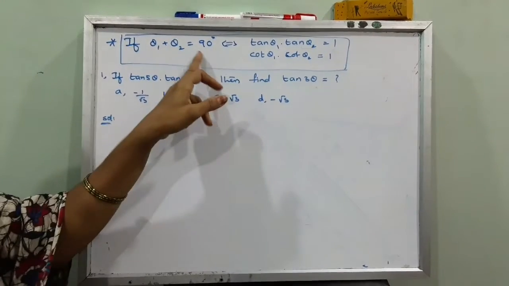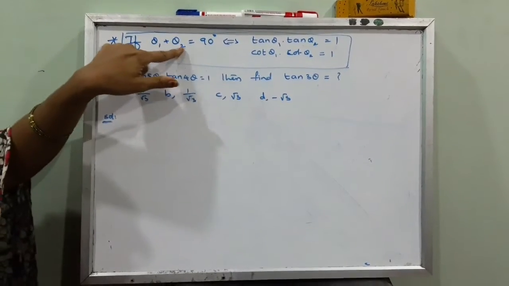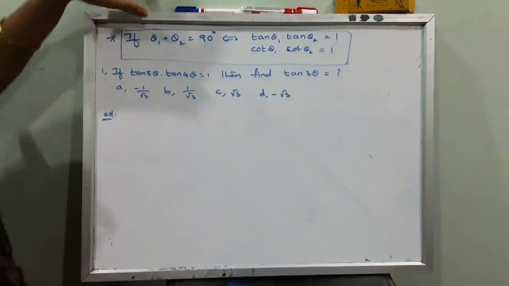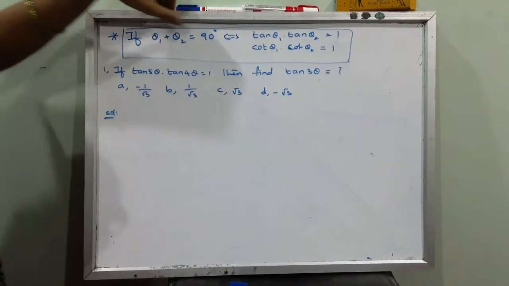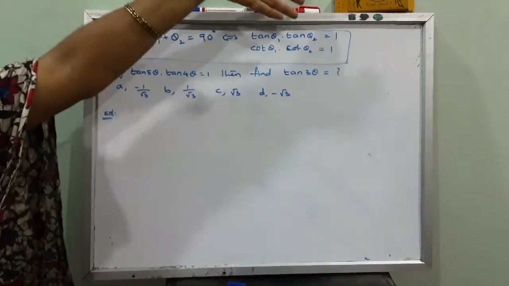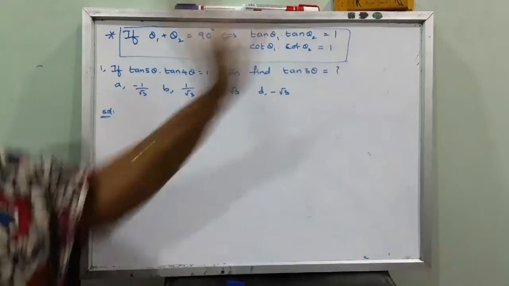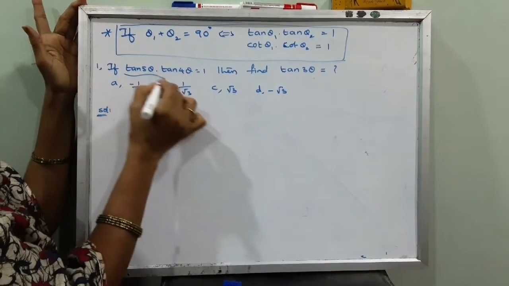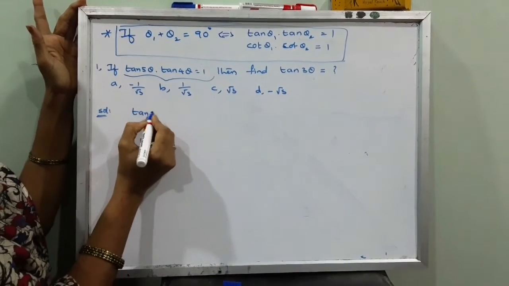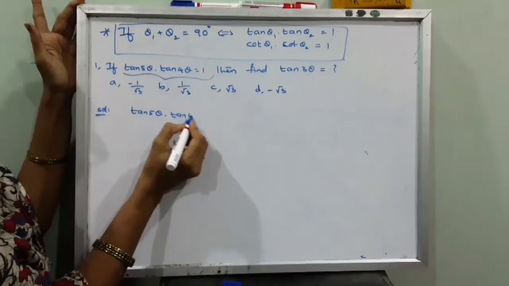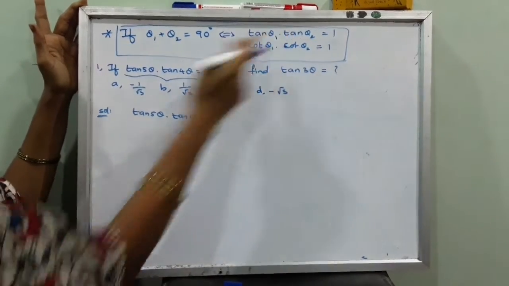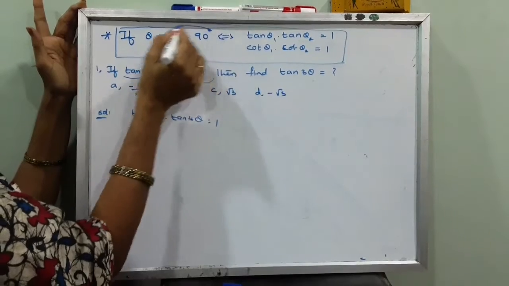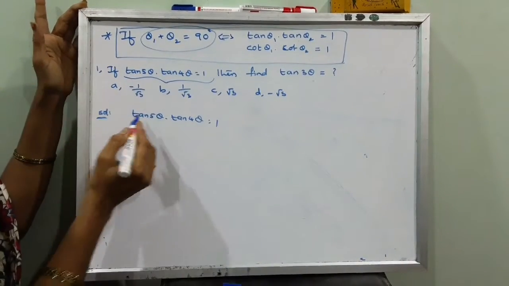So this model sum depends on this formula. If theta 1 plus theta 2 is equal to 90 degrees, then tan theta 1 into tan theta 2 is equal to 1. Or if the sum of two angles A plus B is 90 degrees, then tan A into tan B is equal to 1, or cot A into cot B is also 1. Here tan 5 theta into tan 4 theta is equal to 1, given. Tan theta 1 into tan theta 2 is equal to 1. Here the condition is theta 1 plus theta 2 is equal to 90 degrees.